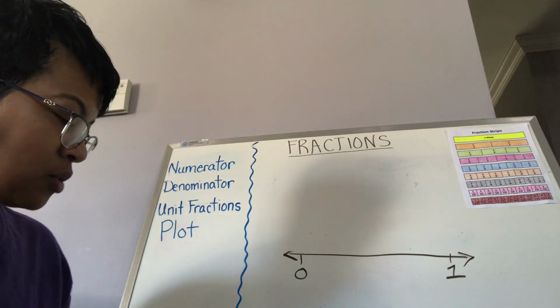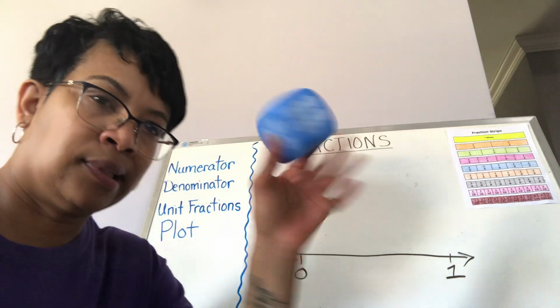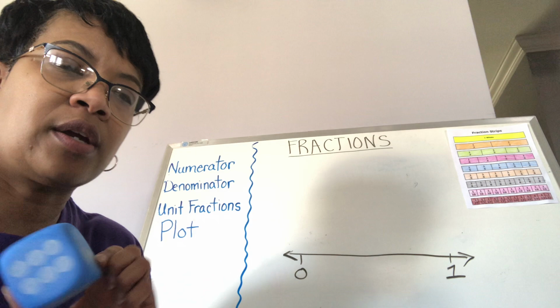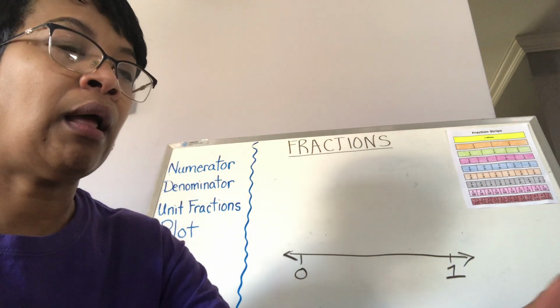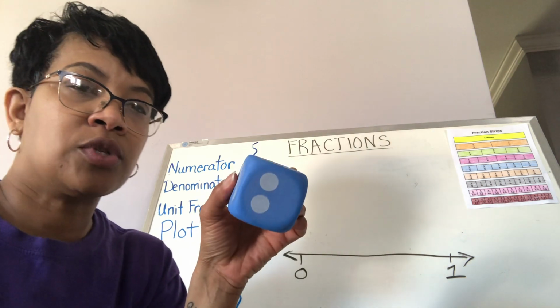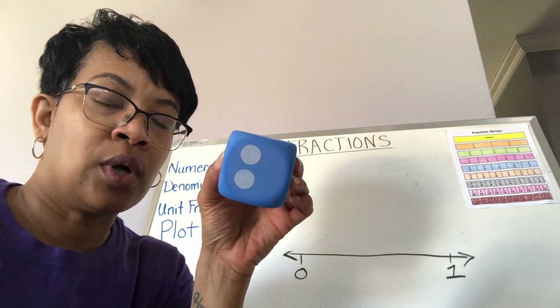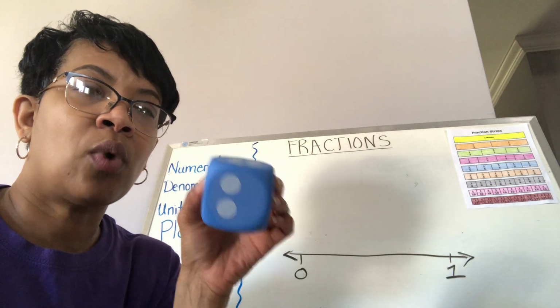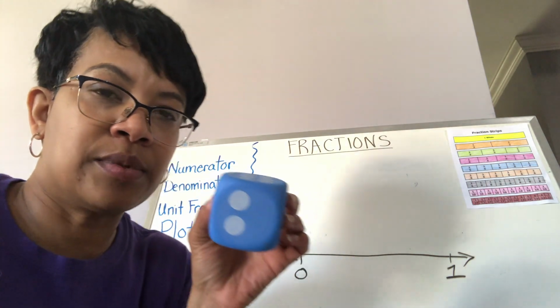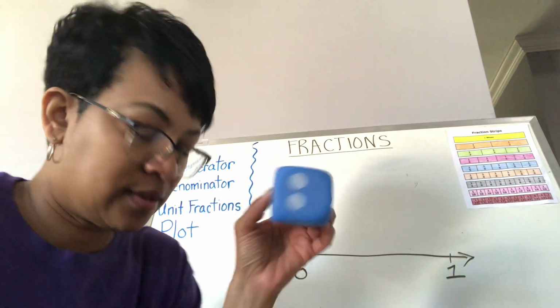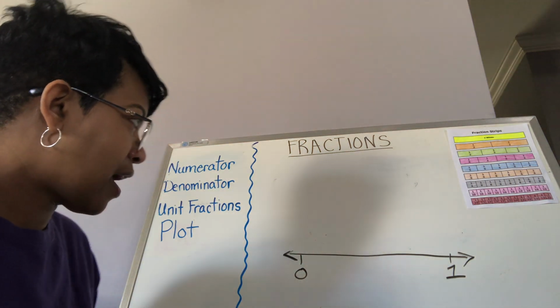And now I'm going to roll my dice again to see what number I come up with. Hopefully it's not 5 again. If it is, I'm going to roll again. What number did I come up with? 2. 2 represents what? Halves. Everybody say halves. Okay, I'm going to write halves up here.